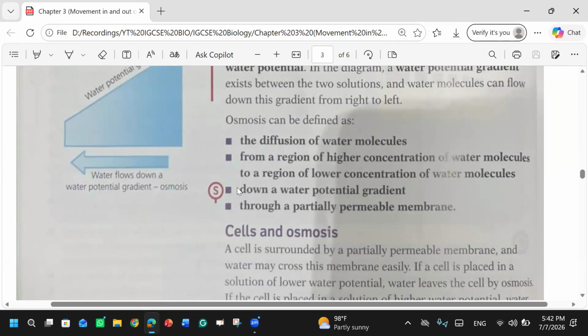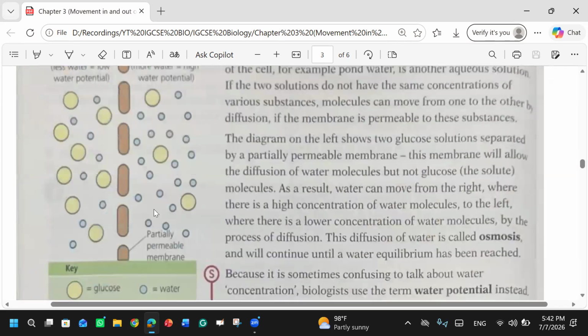Okay, and you know that when there is a higher concentration of water molecules, we say the water potential is high. Whenever you see the terminology water potential, it means they are talking about water concentration. So in this example, on the right hand side there were more water particles, right? So it means water potential on the right side was more, and on the left side, water potential is less.